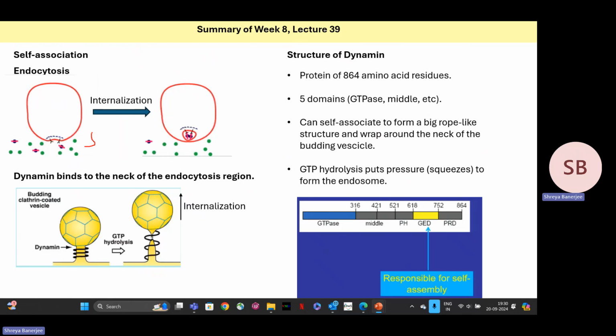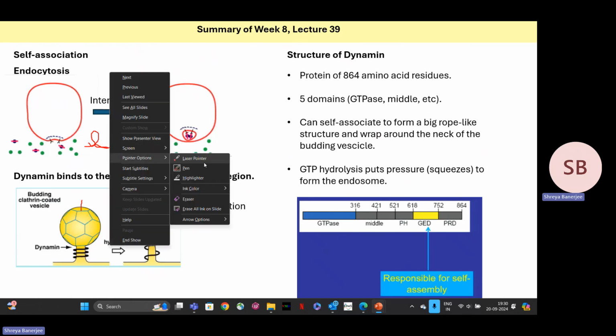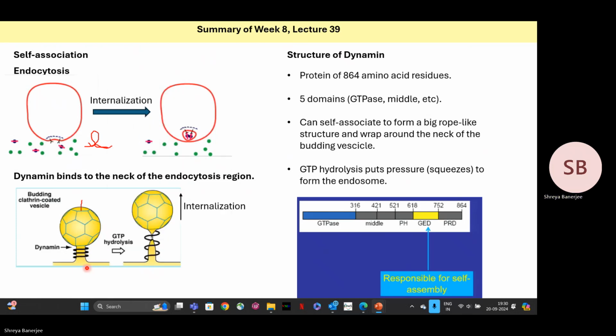Now, how this process happens is that when this endosome is forming, so this is the cell membrane, it will form a kind of endosome like this, and then this will break away and go inside the cell. So this is the endosome, and this is the neck that is forming. There is a certain kind of protein called dynamin at the neck, which consists of 864 amino acids. The dynamin has different domains. We don't need to go into that, but there is one domain called the GED domain that helps the dynamin to self-assemble.